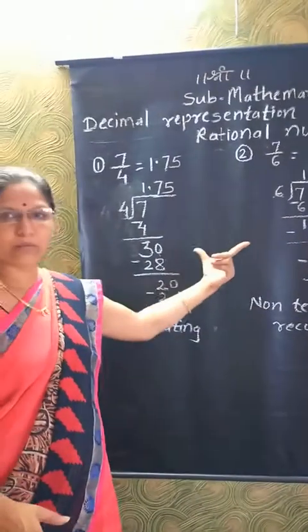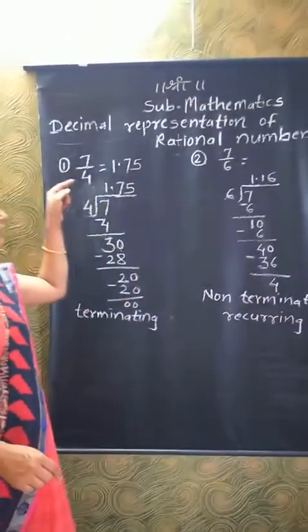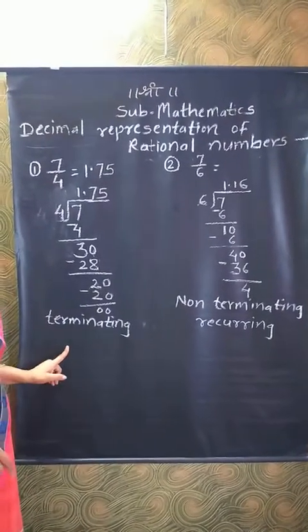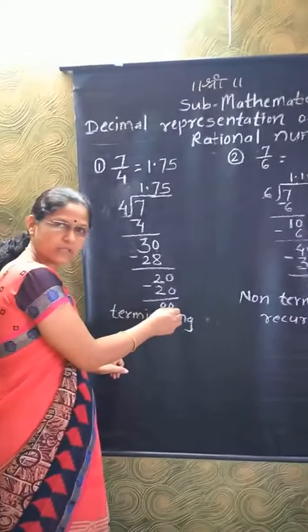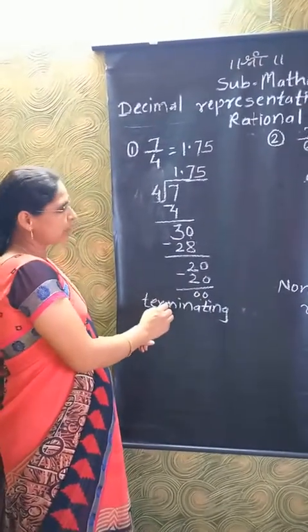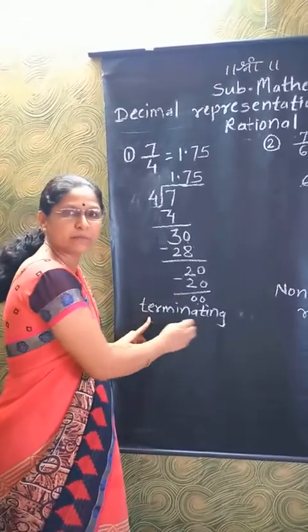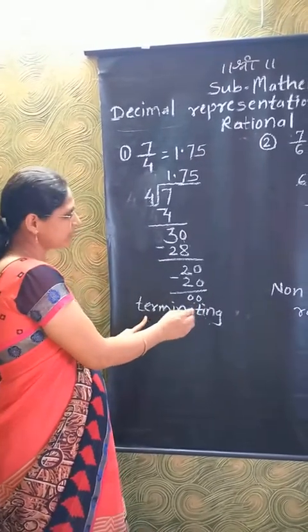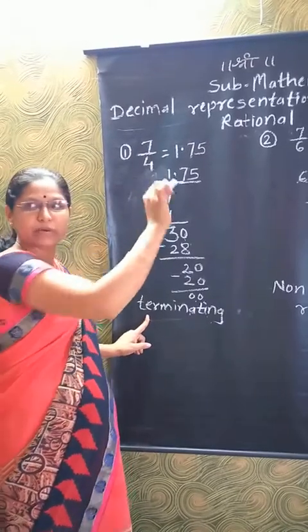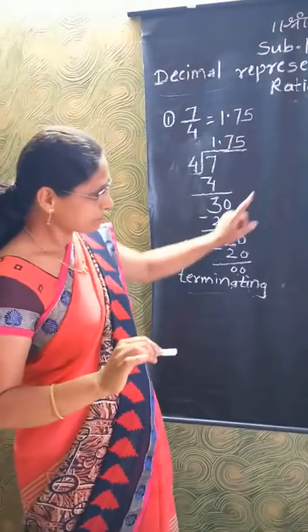Look here at the above two examples. In the first example, the process of division stops. When we get the remainder 0, the process of division stops. Then we call it the terminating process. Therefore, 7 upon 4 is a rational number.